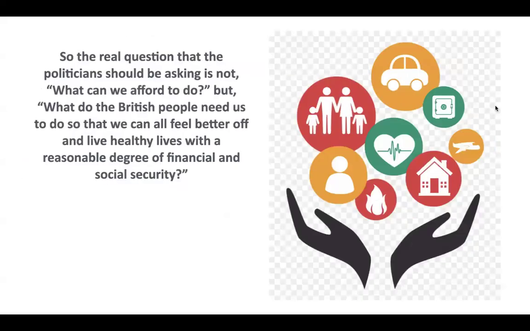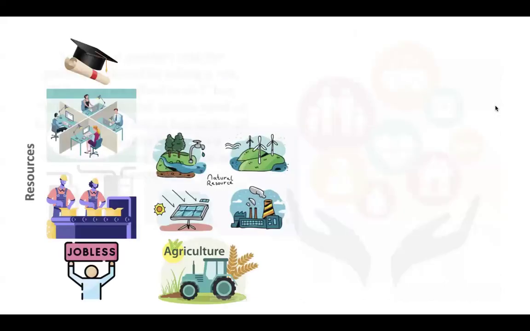So the real question that politicians should be asking is not what can we afford to do, but what do the British people need us to do so that we can all feel better off and live healthy lives with a reasonable degree of financial social security. But does that mean that a nation with monetary sovereignty can spend without limit? No, there are definitely limits, but the limits are not money, they are resources.